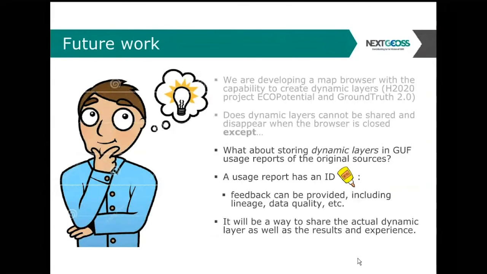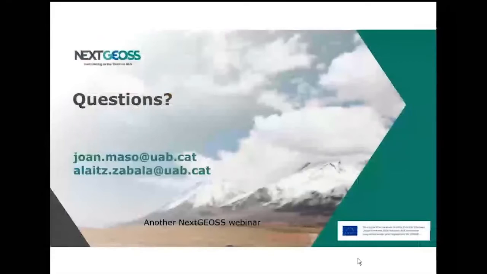So this is going to be a way to not just create feedback about virtual layers, but to share the virtual layers dynamically with other users, accompanied by the results and the experience of creating those dynamic layers. So this is something that we have in mind, and we are considering how we could extend the Geospatial user feedback to allow that to be done. So this is all, and now again we ask you for questions or, of course, for your feedback.